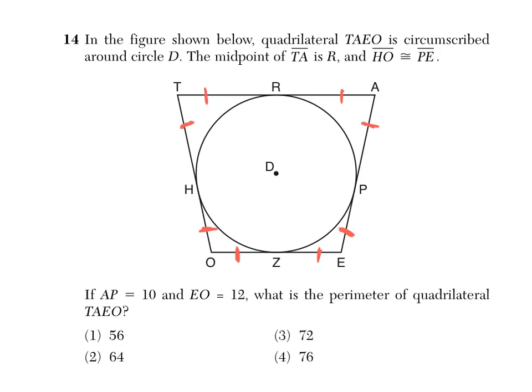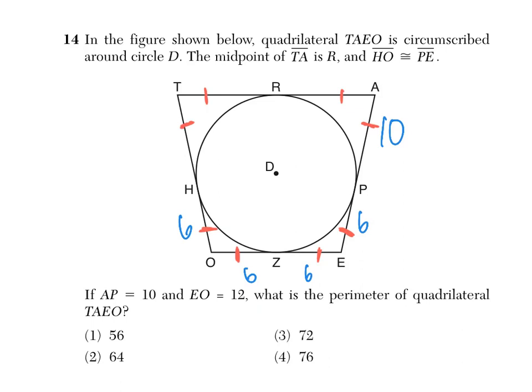All right, and so let's take a look at these further instructions. It says that if AP equals 10, and let's write that right there, AP is 10, okay, and EO is 12, what is the perimeter of this quadrilateral? Well, if EO is 12, I know that then this is 6, and I know that this is 6, right? I also know that this would be 6. Likewise, this would be 6.